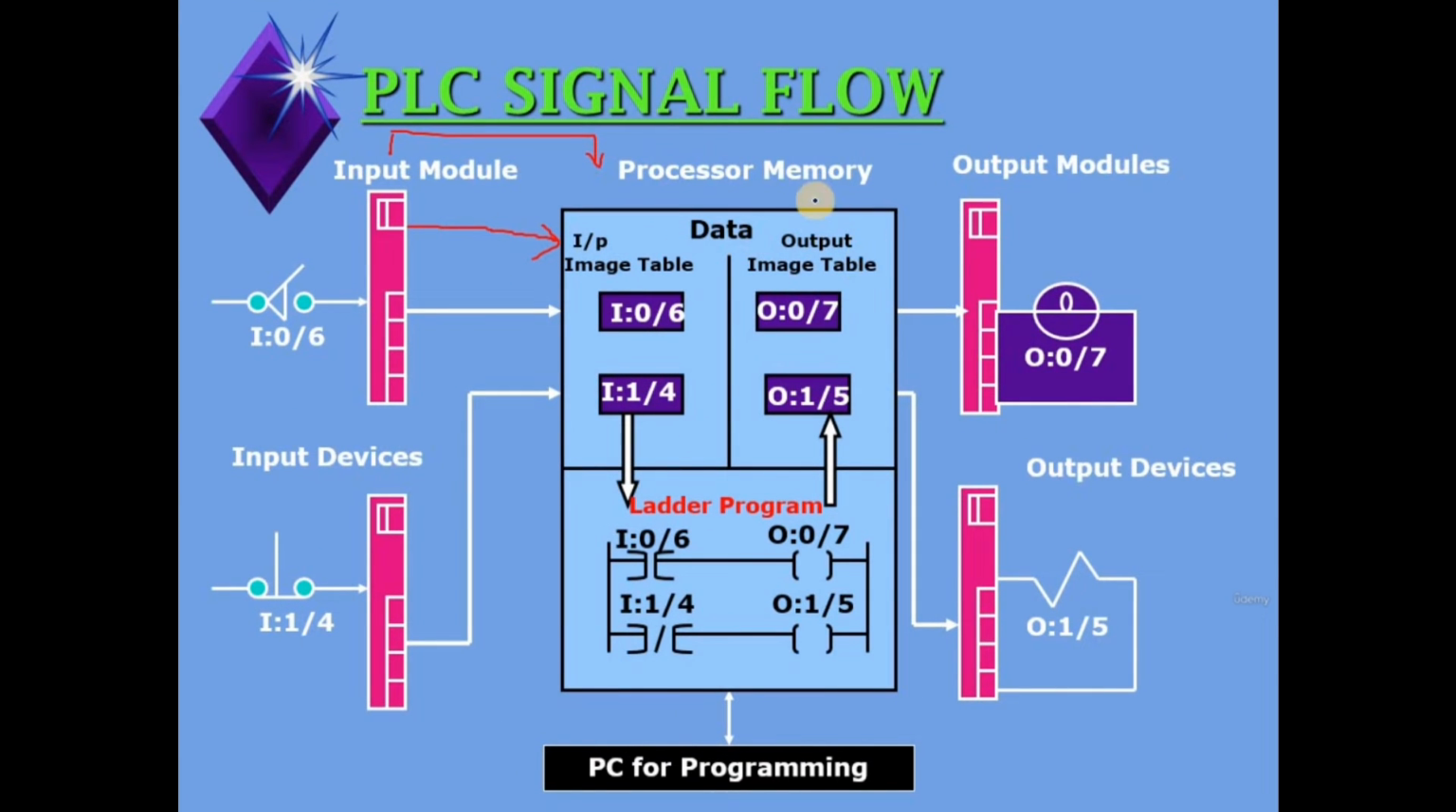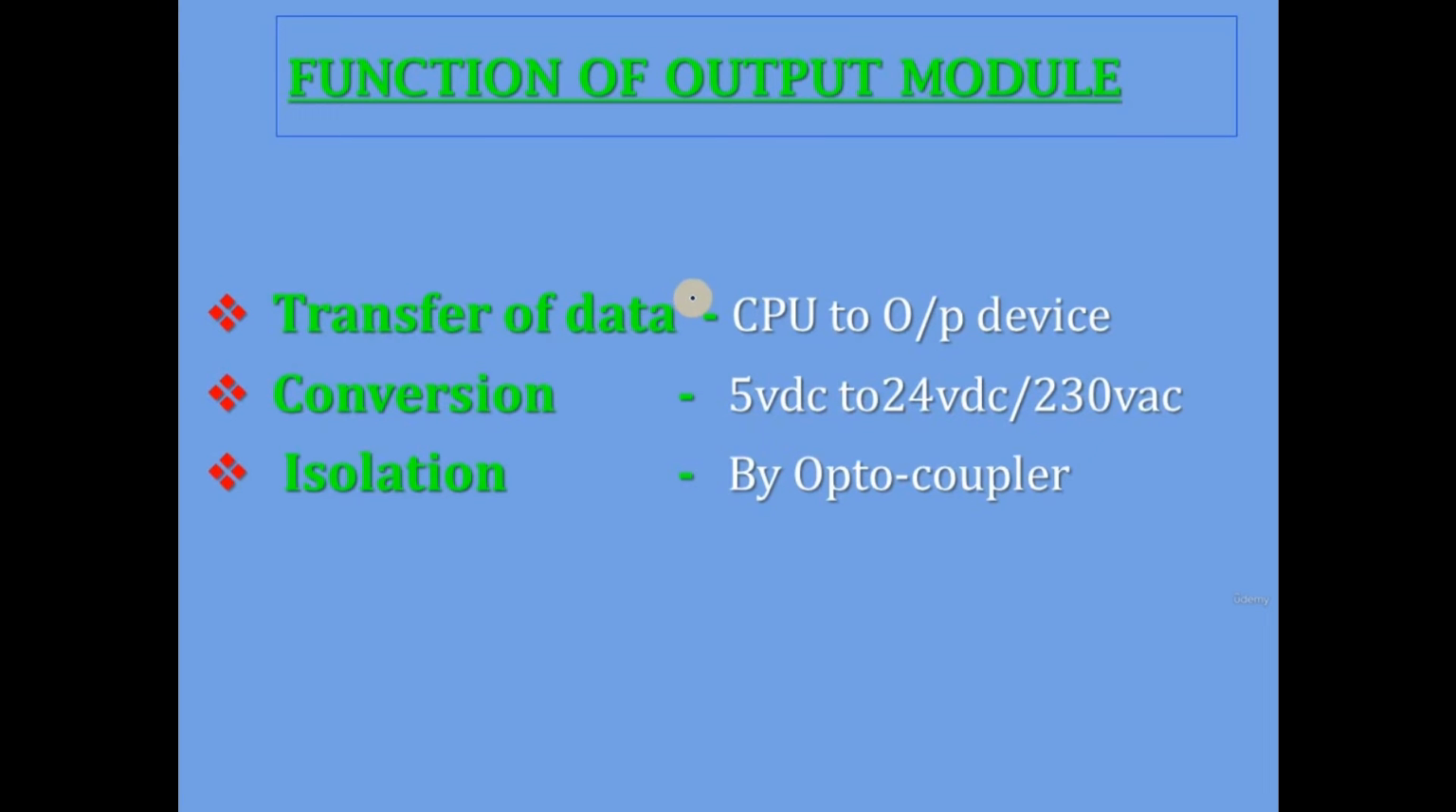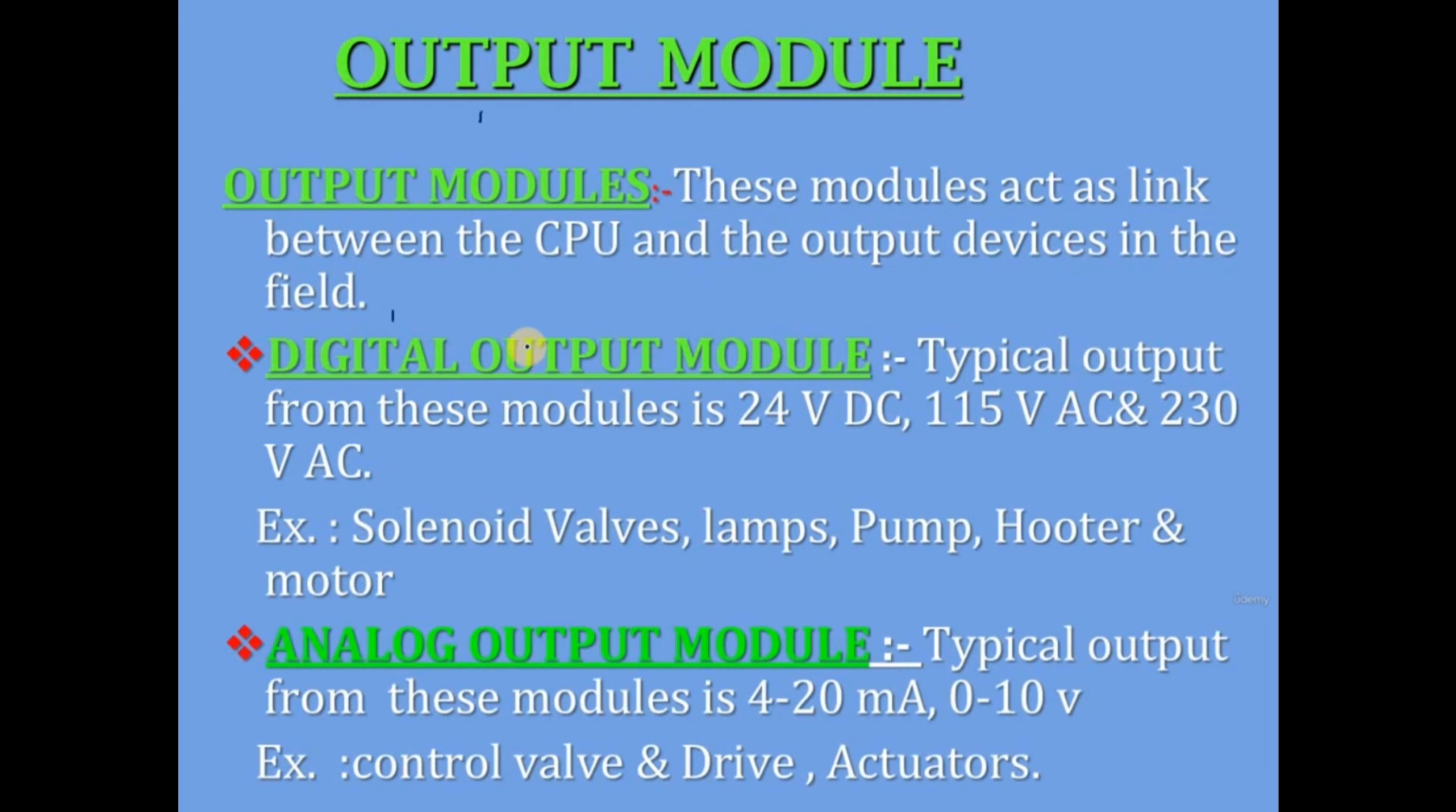Here you can observe, this one is the CPU, let us assume, and this one is the output devices, right? So basically, the output module is linked between the CPU and the output devices, right? This one is the most important part. So here you can observe the examples of digital output devices: the solenoid valve, lamp, pump, motor, right? So many digital output devices are available in the industrial sectors, right?